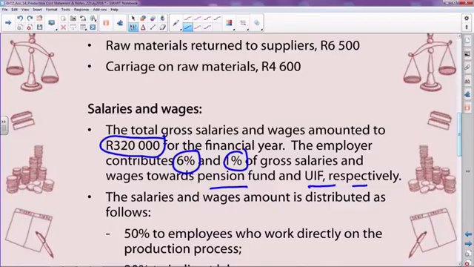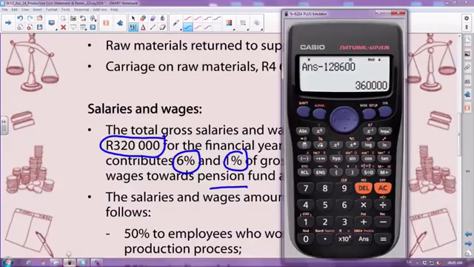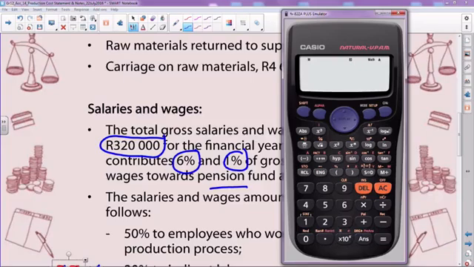Okay, starting off, I need to calculate firstly the 320,000, and when I work on my 320,000, firstly, add the 6% and the 1%. In other words, take your 320,000, which was your gross salaries and wages, total, multiplied by 7%, okay? And that will give you a figure of 22,400.